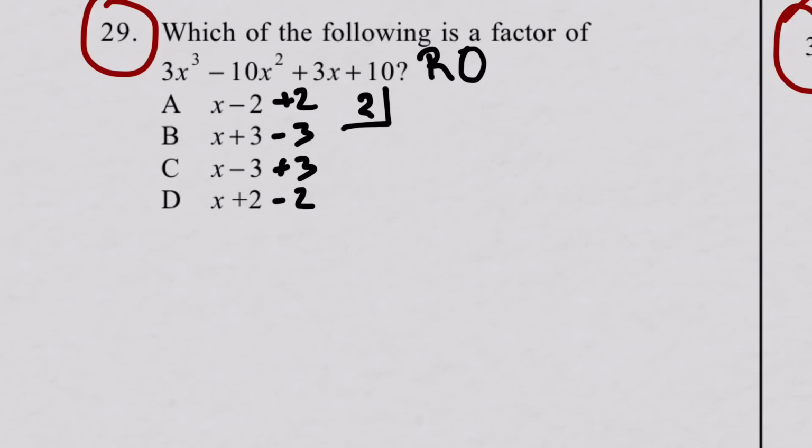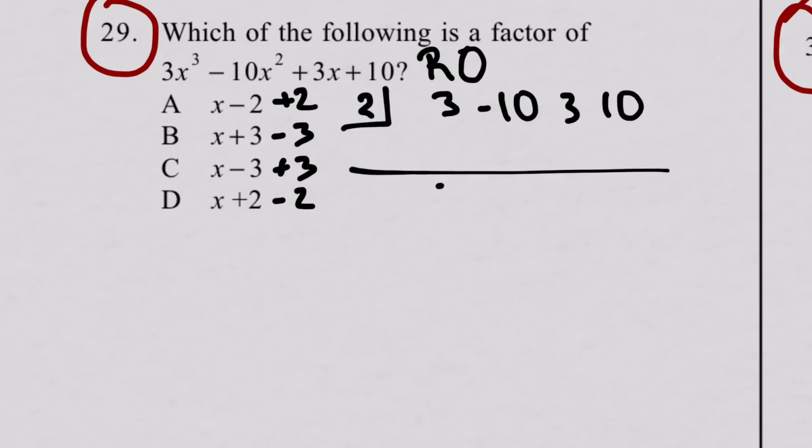Okay, here we go. We're going to do 2, and my numbers are 3, negative 10, 3, positive 10. I'm being extra careful to check my signs here so I don't mess up like before. Bring down the 3. 2 times 3 is 6. Negative 10 and 6 is negative 4. 2 times negative 4 is negative 8. Negative 8 and 3 is negative 5. 2 times negative 5 is negative 10. 10 minus 10 is 0.